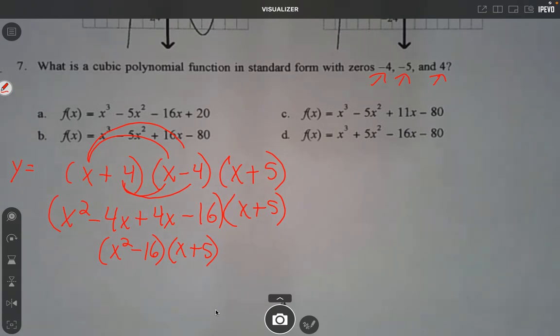What's 16 times 5? 80? I forget how to calculate it. But it should be negative.